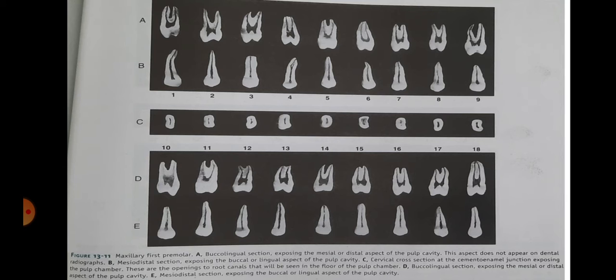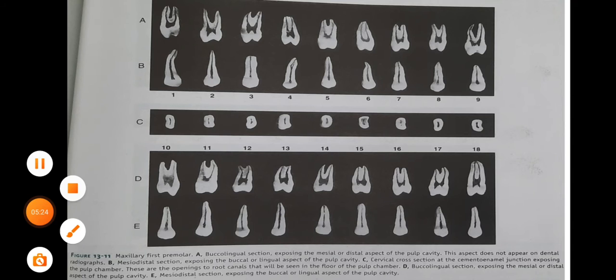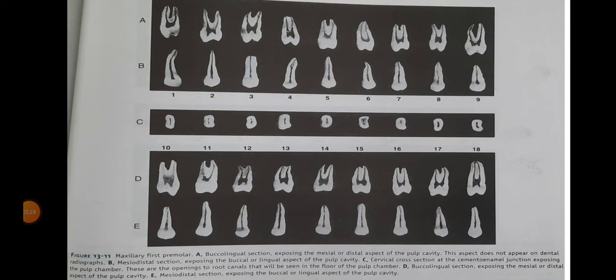You can appreciate this in figure 13.11 A1 and 8, D10, 12, 13, 14 and 18, or it may be rectangular. You can see this in figure 13.11 A2 through 7, D11, 15, 16 and 17. The root canal often appears to exit at the tip of the root. You can see this in figure 13.11 A1, 4, 6, 7 and 8, and D12, 13 and 15 through 18.